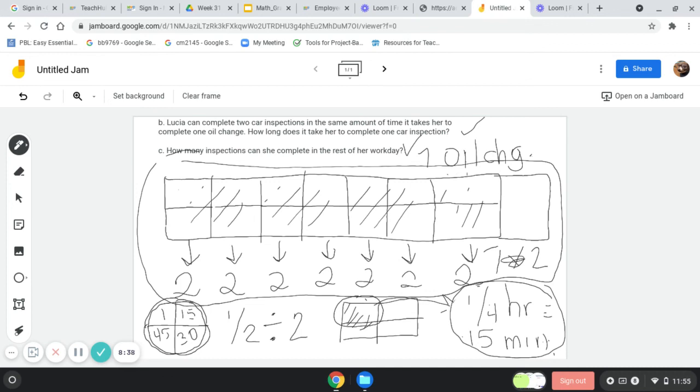So what we did was we extended the Lucia problem, and we were able to do 2 more extra things with it. We were able to see how long it would take her to do a car inspection, and then we were able to see how many of these car inspections she can actually conduct during the 3.5 hours. Thanks.